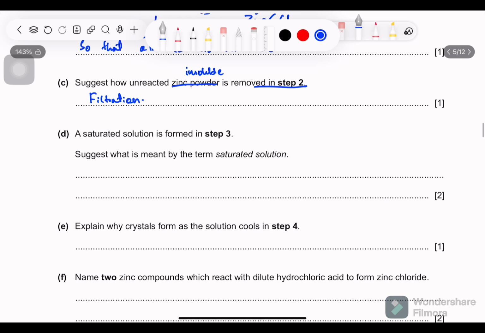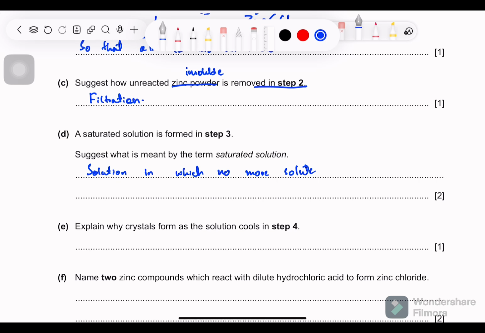A saturated solution is formed in step 3. Suggest what is meant by the term saturated solution. So a solution in which no more solute can dissolve is a saturated solution. A solution in which no more solute can dissolve means it has been saturated. It cannot further dissolve more solute.